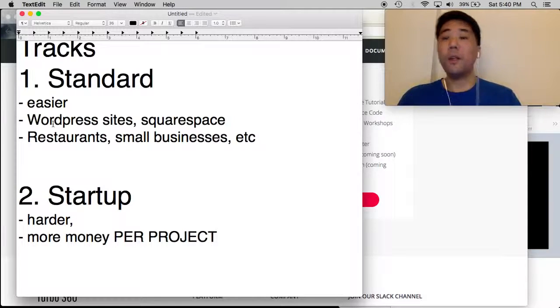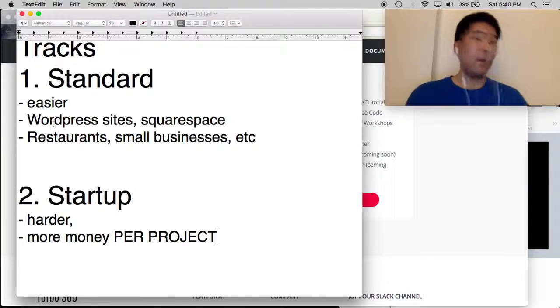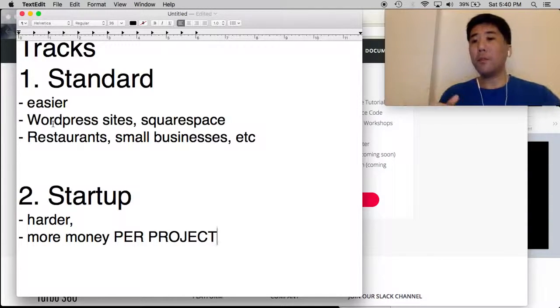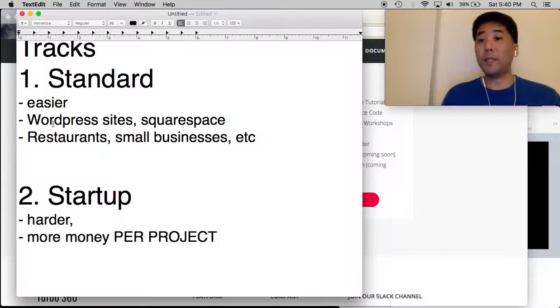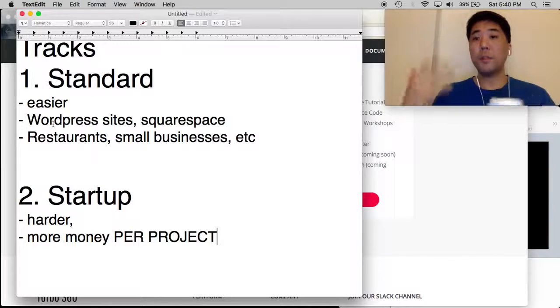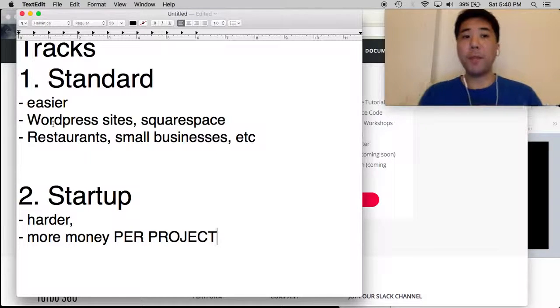A typical year for me as a contract engineer in the startup community was anywhere between 4 and 6 projects for the year. That was a typical year. So you get a lot less volume, but a much higher ceiling per project, and so that's something to consider. They each have their pros and cons.